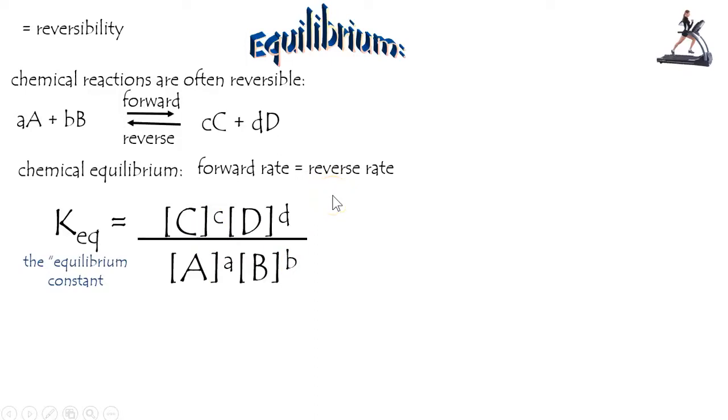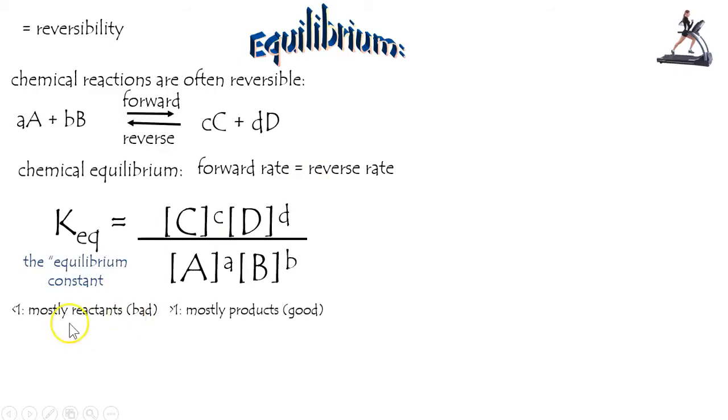And in fact, you may recall that for rates, we ignore the products. The rate is equal to some constant times the concentration of the reactants, but raised to some power that's determined experimentally. Here it's all laid out for you, so there's a big difference between how we set those up.